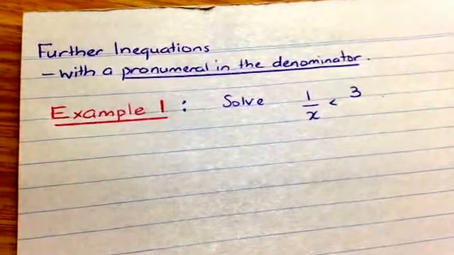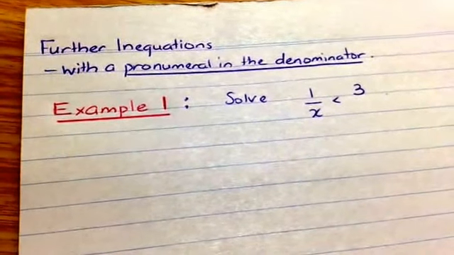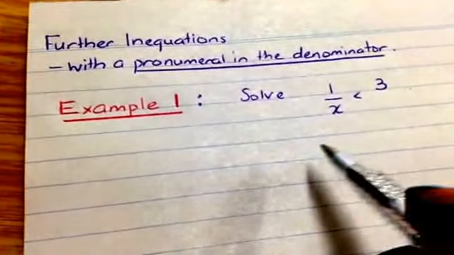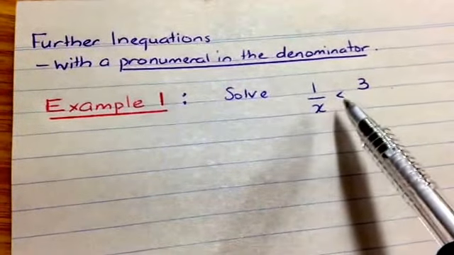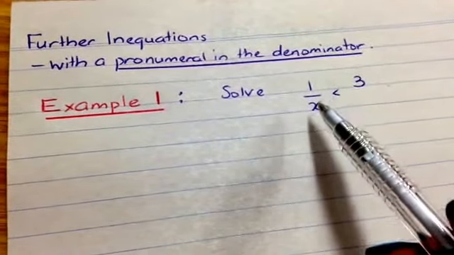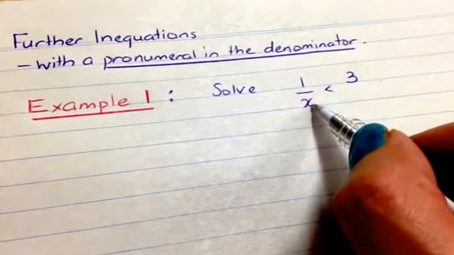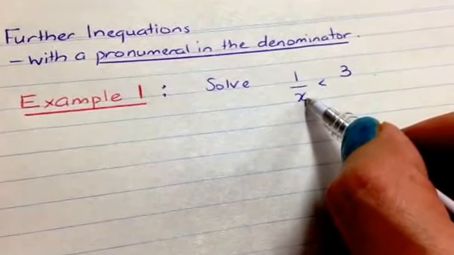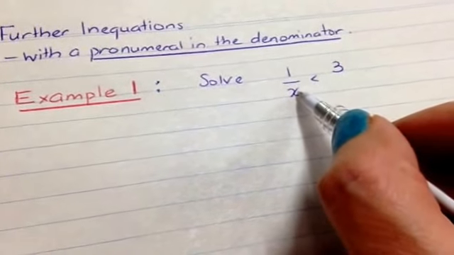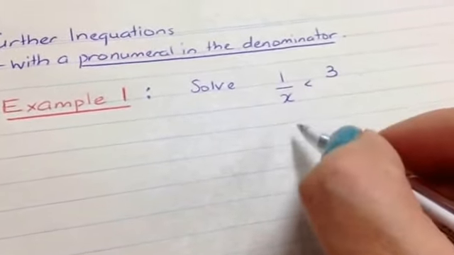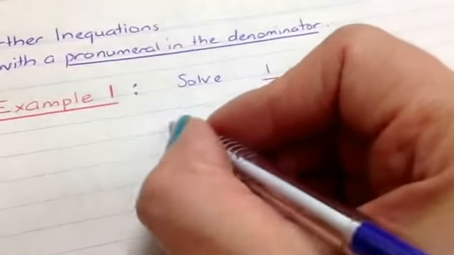Okay, we're solving more inequations with the pronumeral in the denominator. First one, solve 1 over x is less than 3. The first thing you need to do is look at this denominator. What will make it go to 0? It will be x equals 0. So that will make it undefined if x was equal to 0. So x cannot equal 0.